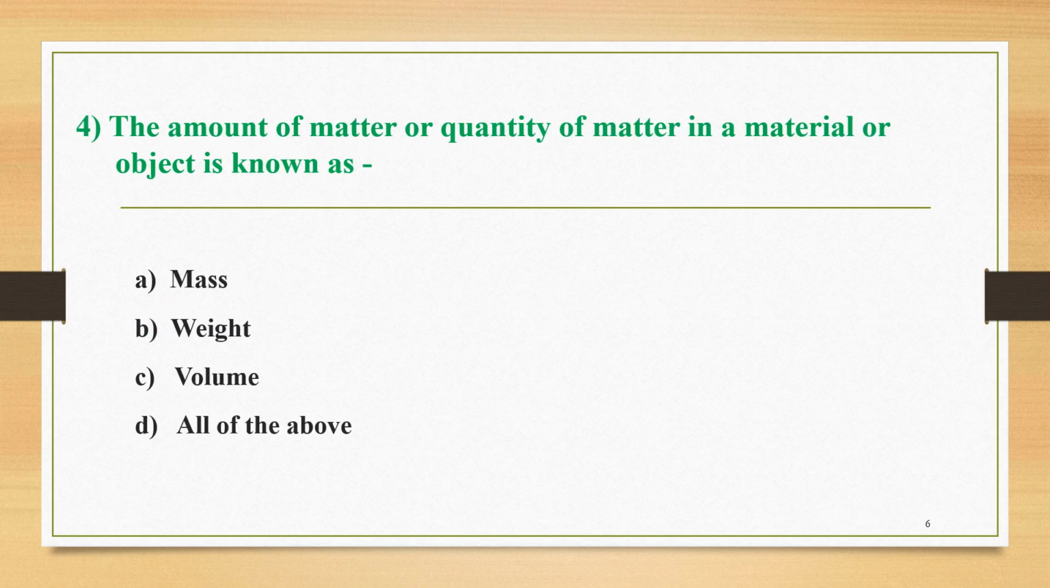The next question, question number 4, is: the amount of matter or quantity of matter in a material or object is known as, and the four options are A is mass, B is weight, C is volume and D is all of the above. Now we know very well whenever we take into consideration the amount of matter or quantity of matter in a material or object, then that amount of matter is expressed in terms of its mass. So the correct option among these four is option A, that is mass.